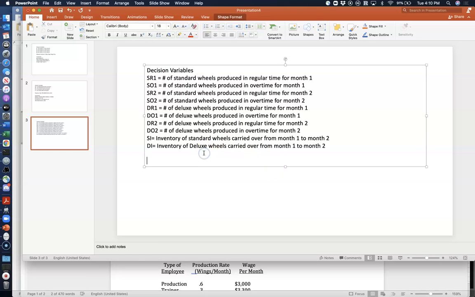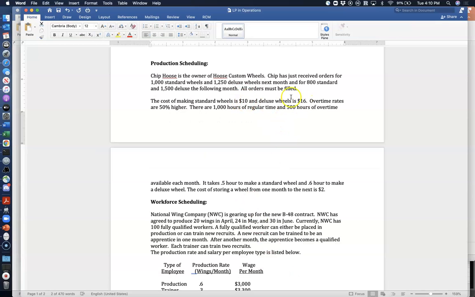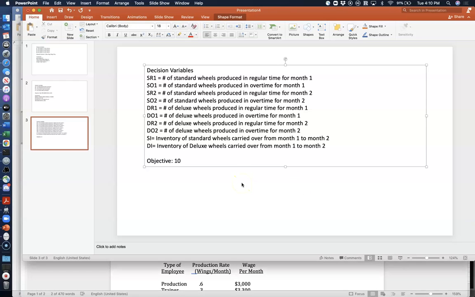Right. Step 2 is the objective. The objective is to minimize the total cost. So we know that the cost of making a regular wheel is $10, deluxe wheel is $16, overtime rates are 50% higher, and carryover is $2, right? So it's $10 times the total number of standard wheels that you make in regular time. So that's SR1 plus SR2. These are all the standard wheels that you make in regular time over both months that cost you $10, plus $15 times SO1 plus SO2.